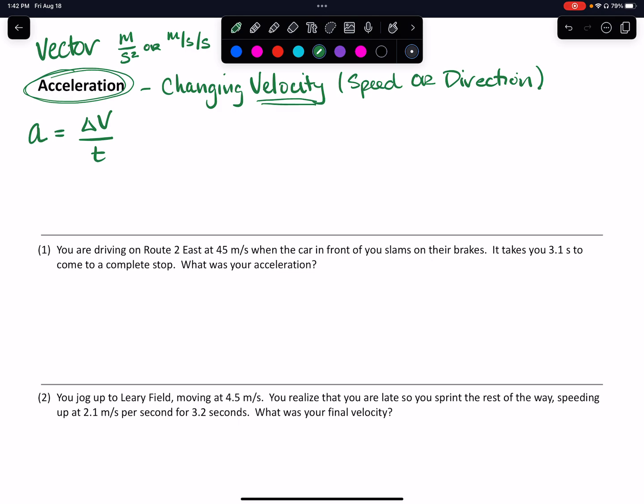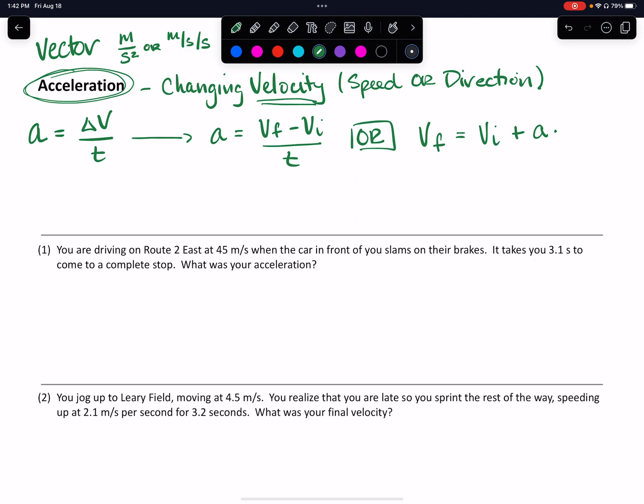Now we don't tend to use the delta v very often. We break it out into the final minus initial. So instead we say acceleration is the final velocity minus the initial velocity divided by the time. And this is the formula we use most often. Now, a very handy rearrangement of this formula is to find the final velocity. That's going to be equal to your initial velocity plus acceleration times time. So we're going to see these two formulas quite a bit.